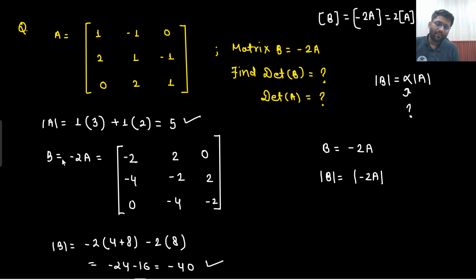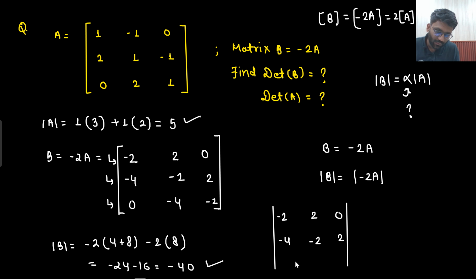Just think about it. When it was a matrix and I multiplied it with minus 2, then each row was multiplied with minus 2, or you can say each column was multiplied with minus 2. Now when it comes to the determinant, I need to take out this minus 2. Is that clear to you? What I mean to say is that when I calculated the determinant of B, this is what I was doing: minus 2, 2, 0, minus 4, minus 2, 2, 0, minus 4, minus 2.